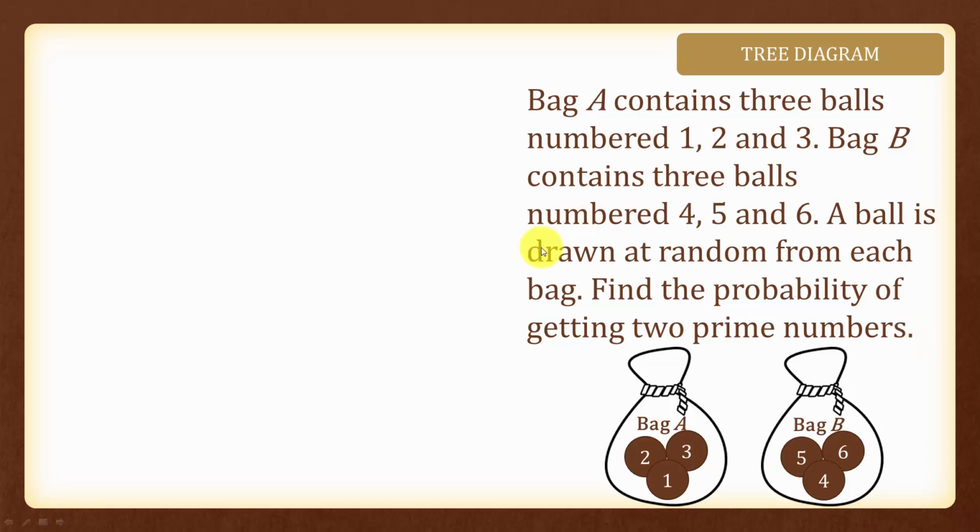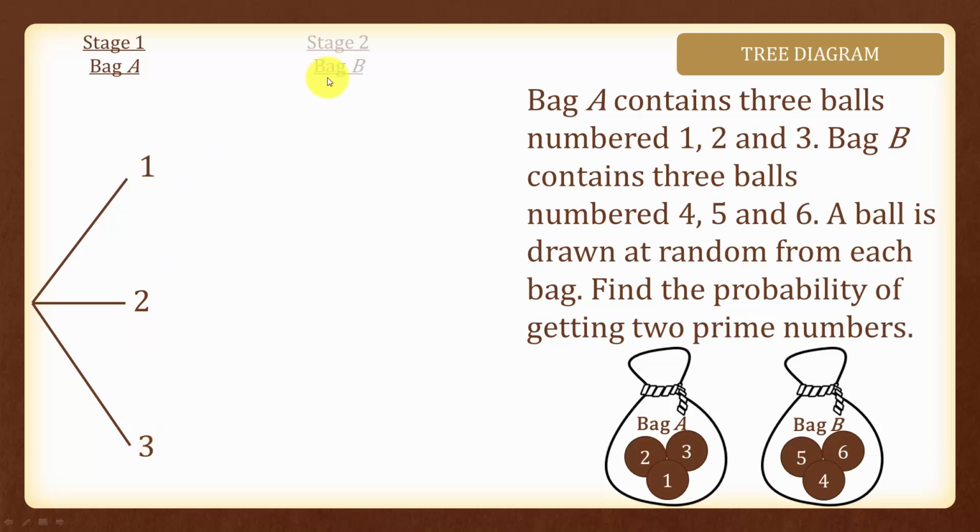So, how many stages do we have? We are going to draw a ball from bag A and a ball from bag B. So, there are 2 stages. For the first stage, we have 3 possible outcomes, being 1, 2, and 3, which are the numbers on the ball. And for the second stage, we will also have 3 possible outcomes, namely 4, 5, and 6.